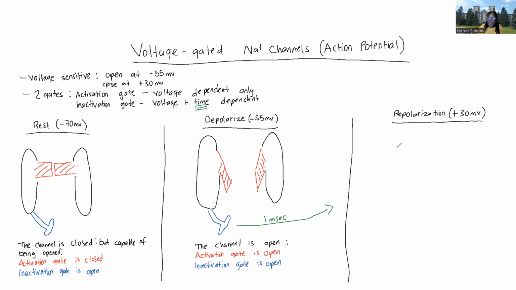Okay, so let's see what that looks like. So our channel again at +30 is going to be the trigger to close this channel. That means that the activation gate is still open. It doesn't close right away. But the inactivation gate has now closed because of this 1 millisecond timed event. Our inactivation gate is now fully closed.